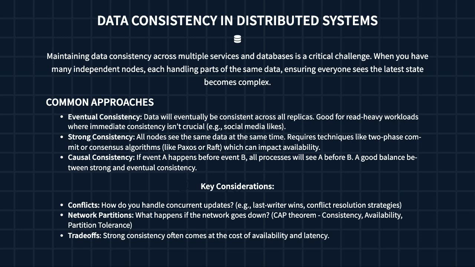Causal consistency sits somewhere in between. If one event happens before another, everyone sees them in that order. It's a good balance. When you design, you have to think about how conflicts will be handled. What if two people try to update the same data at the same time? And, of course, you need to consider network partitions and understand the CAP theorem. It's all about making choices between consistency, availability, and partition tolerance.